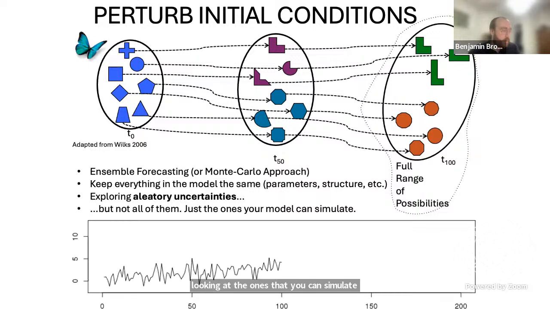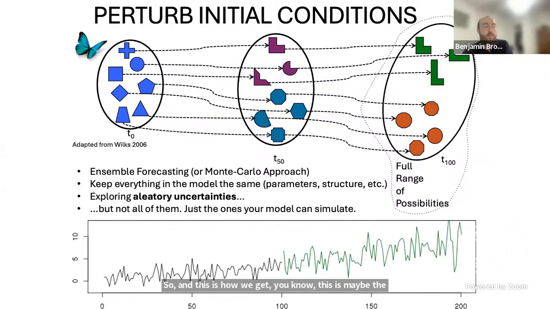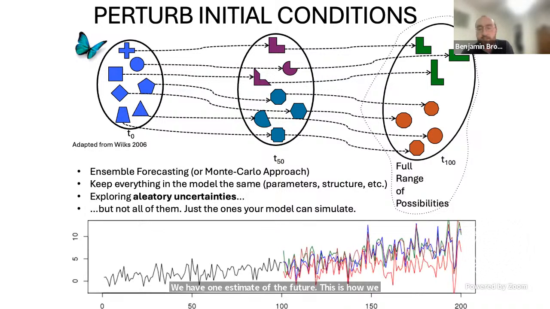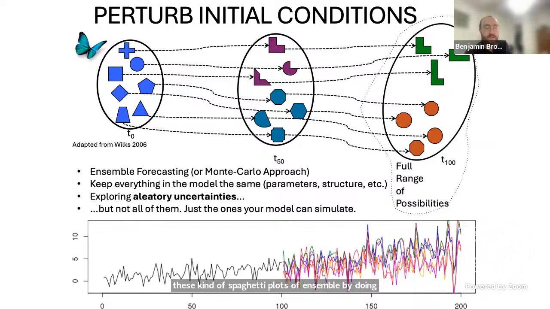So, this is maybe the last 100 years of temperature of the Earth. We have one estimate of the future. This is how we get these kind of spaghetti plots of ensembles, by doing something like this. And this is a lot of what we're going to look at next, and a lot of what climate model output looks like: spaghetti plots of different scenarios.